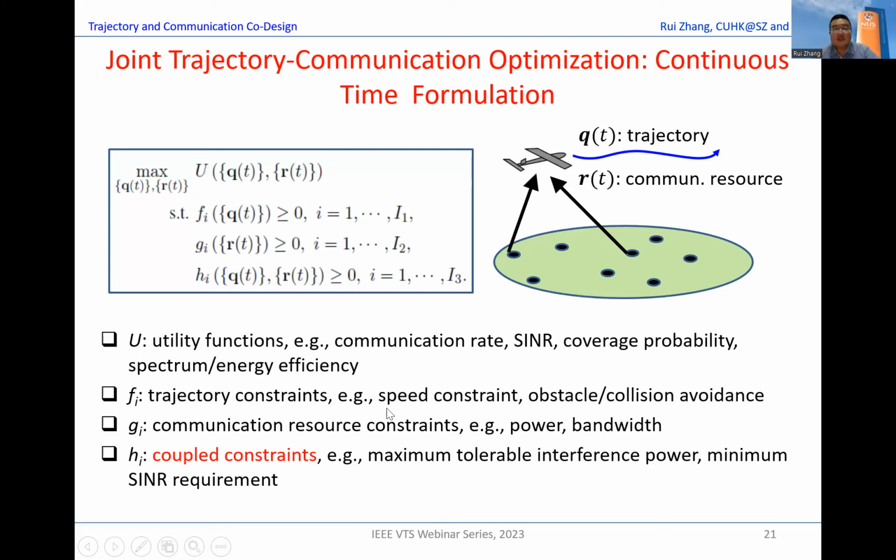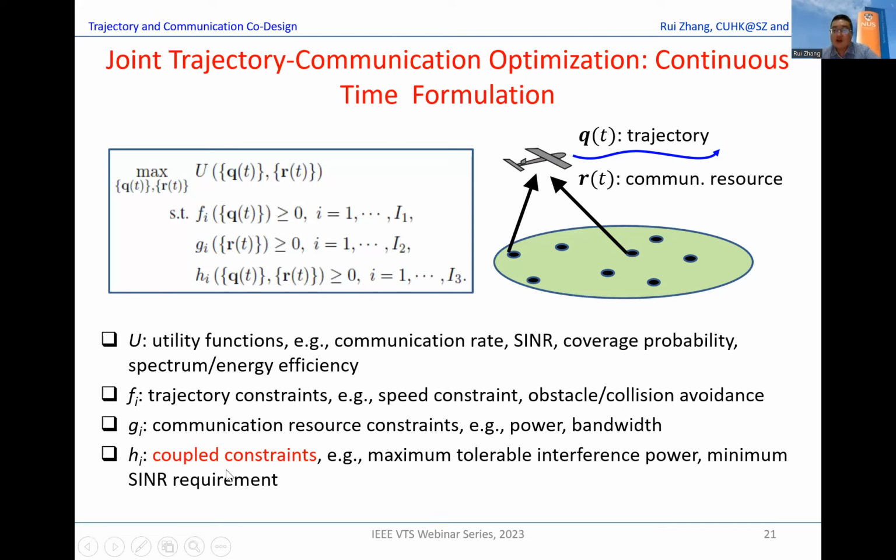You can imagine these as the traditional constraints that apply to UAV mobility. For example, there are speed constraints, acceleration constraints, and obstacle and collision avoidance among the UAVs, and so on and so forth. So they are only related to the UAV trajectory. The other type of constraint I call g_i, which is a traditional communication resource constraint, like power and bandwidth allocation.